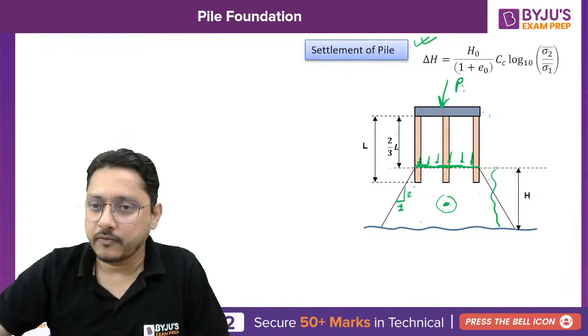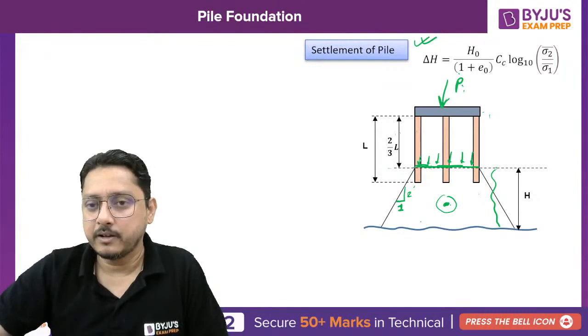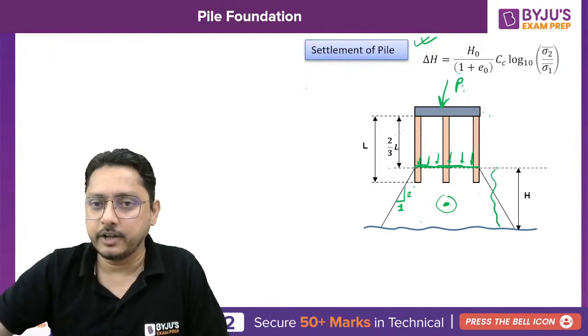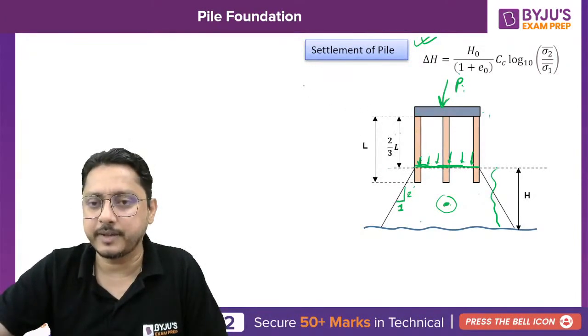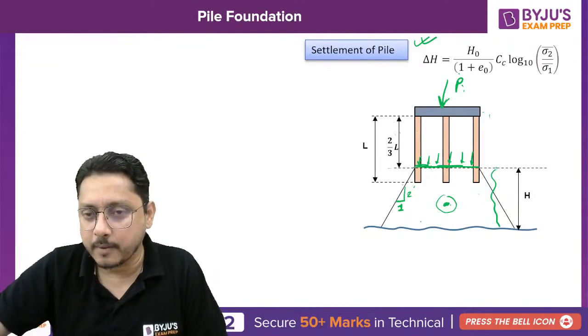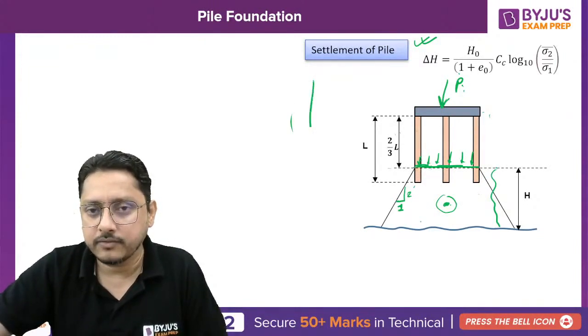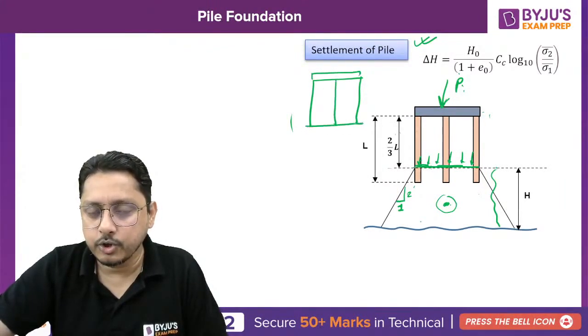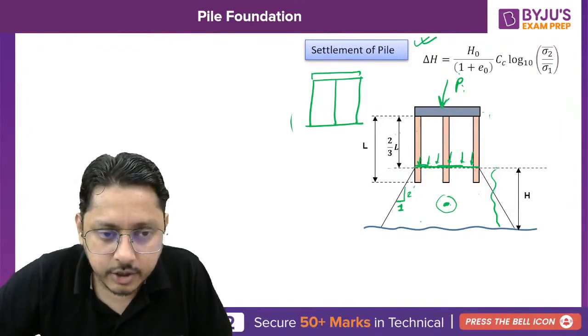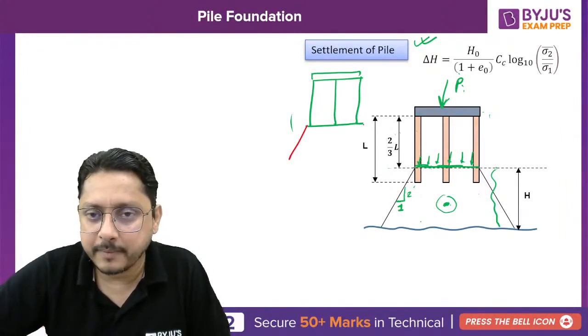Although sometimes if you have a very stiff and hard stratum, this 2 by 3rd of L you need not consider. If your pile group is resting on a very hard stratum, then the complete load you can consider as distributing from the base of that pile. That's all.